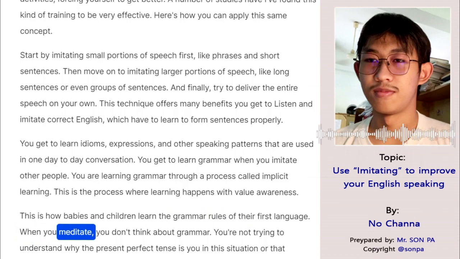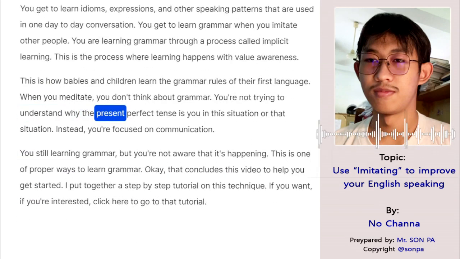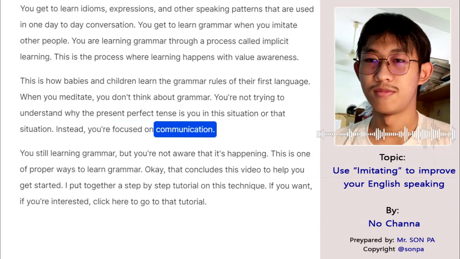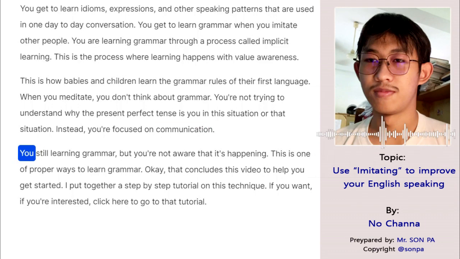When you imitate, you don't think about grammar. You're not trying to understand why the present perfect tense is used in this situation or that situation. Instead, you're focused on communication, on understanding and expressing ideas. You're still learning grammar, but you're not aware that it's happening. This is one of the proper ways to learn grammar.